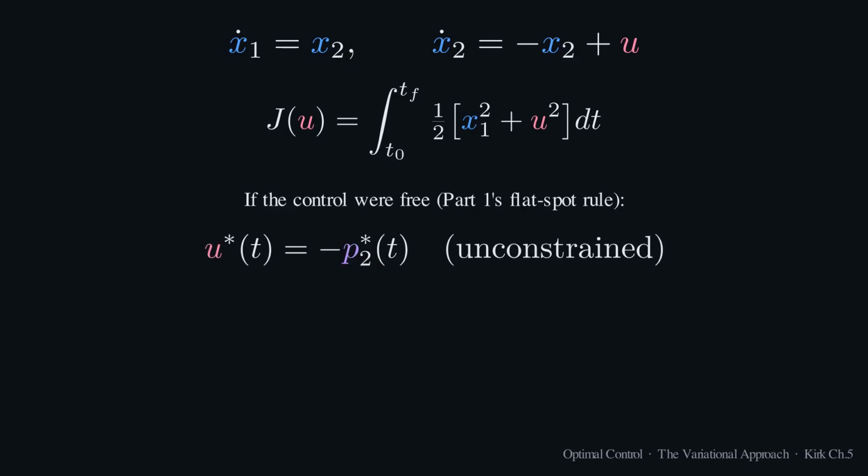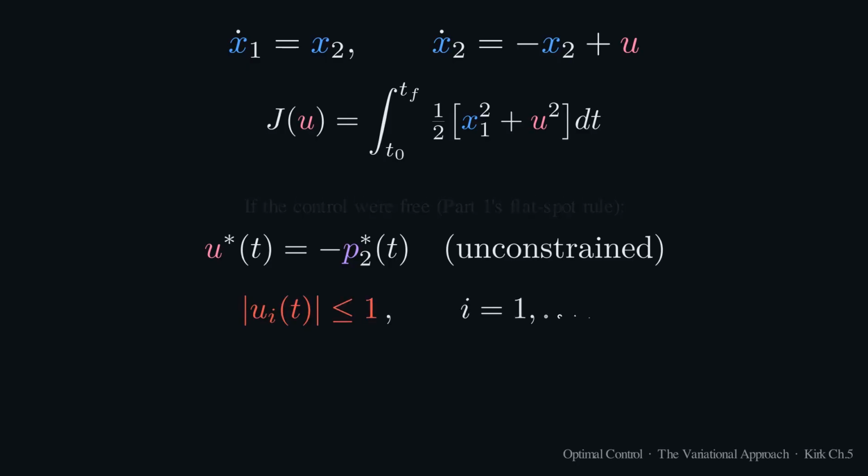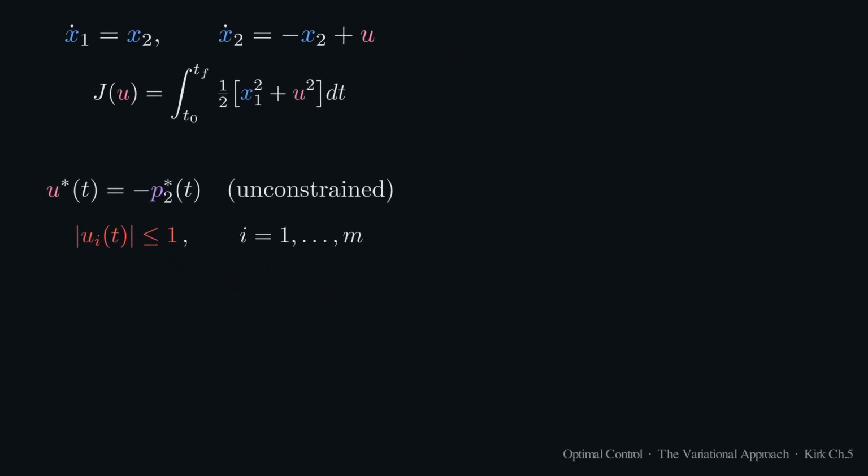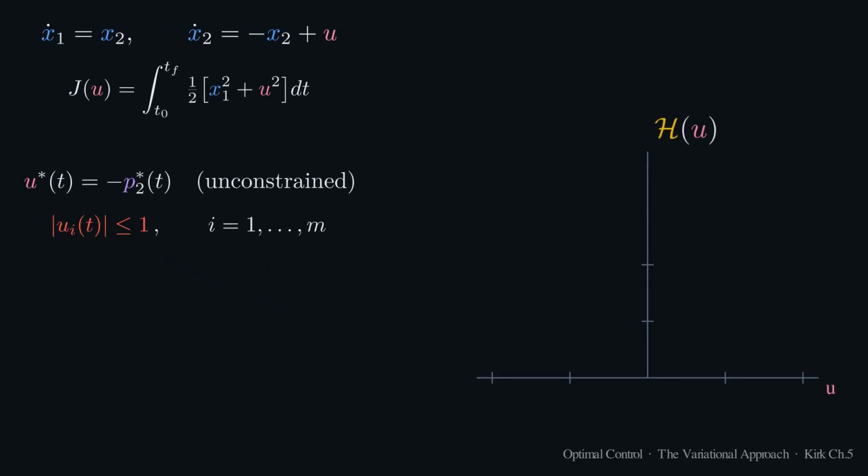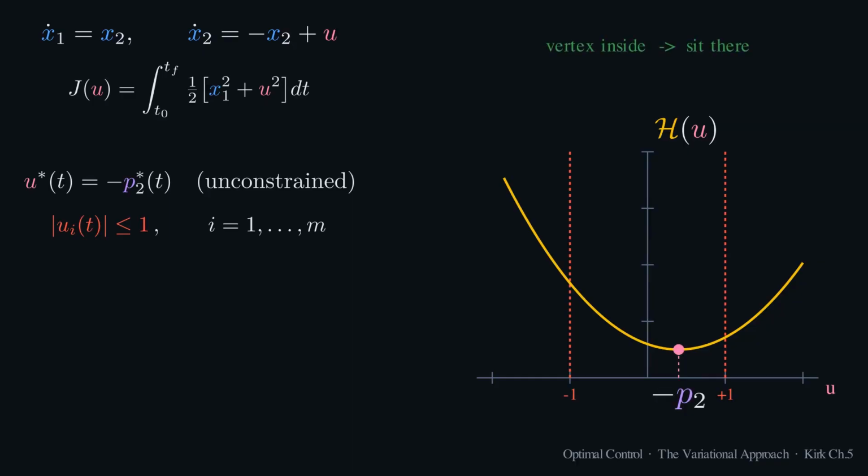If the control were free, part 1 would hand us the answer instantly: u star equals minus p2, the unconstrained optimum. But now clamp it. The control must stay between -1 and +1. So we minimize the Hamiltonian over that box. As a function of u, the Hamiltonian is just an upward parabola whose lowest point sits at minus p2.